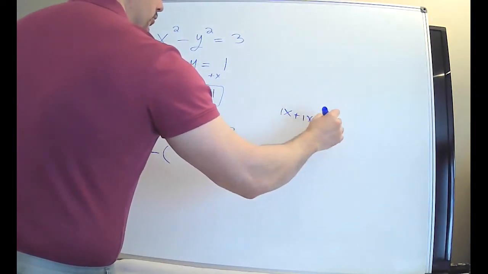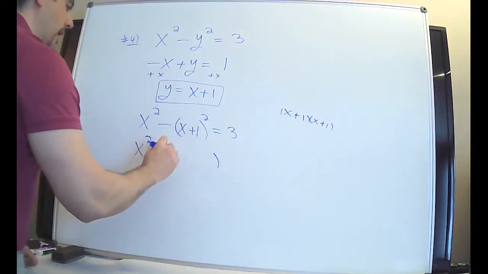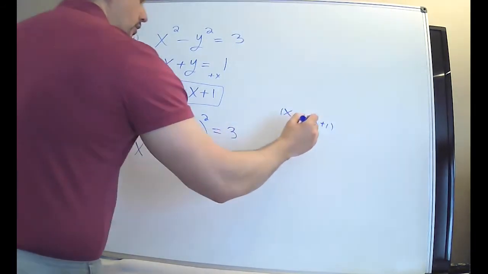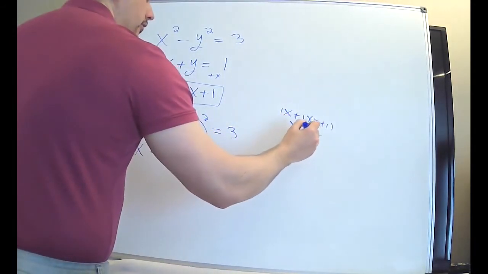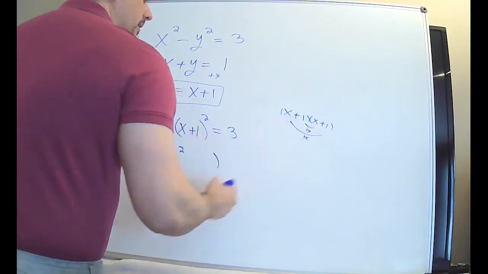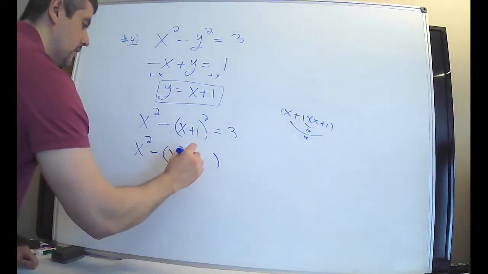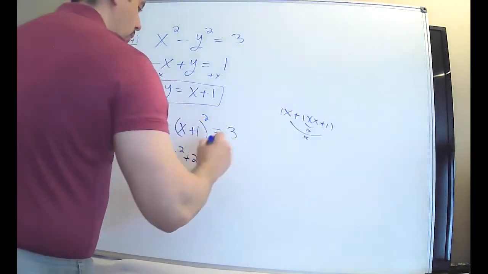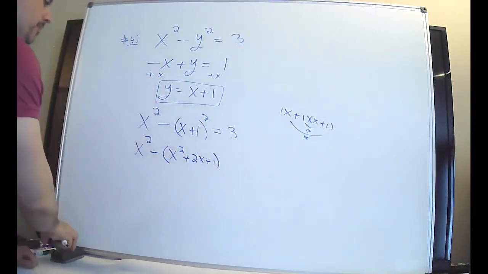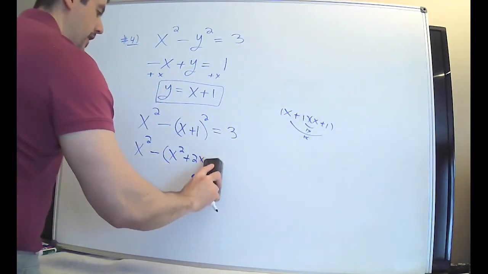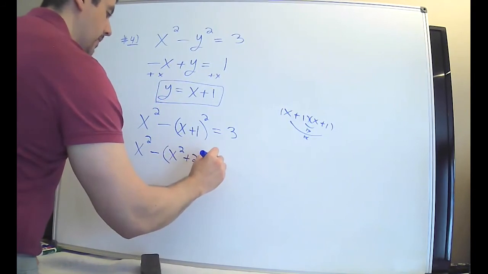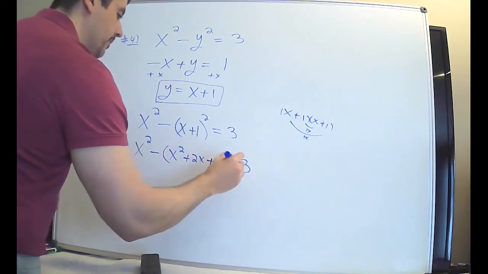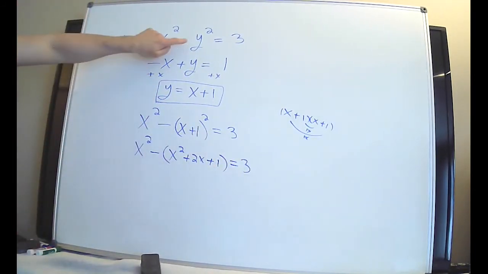X plus 1, X plus 1. X times X is X squared. Do the inner and the outer. You get 1X and 1X. That's 2X. And then 1 times 1 is 1. Equal 3. Take the Y.